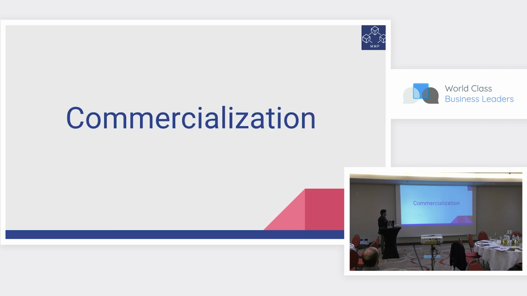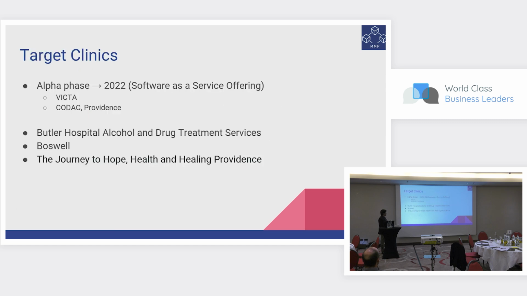So in terms of our projections, we have the alpha phase that we deployed with 2 hospitals in Providence, Rhode Island. Both of these hospitals are part of the opioid treatment program in Rhode Island. And some of the other hospitals that we are targeting in early 2023 are Butler Hospital, Boswell, and the Journey to Hope Health and Healing in Providence.